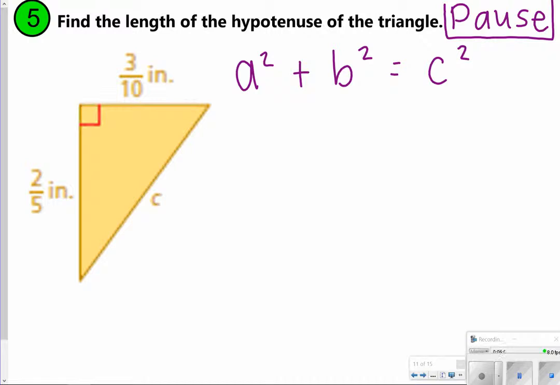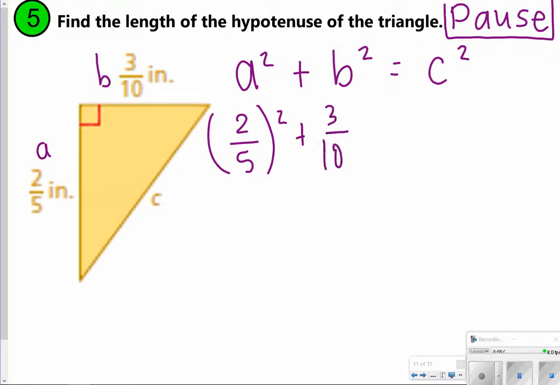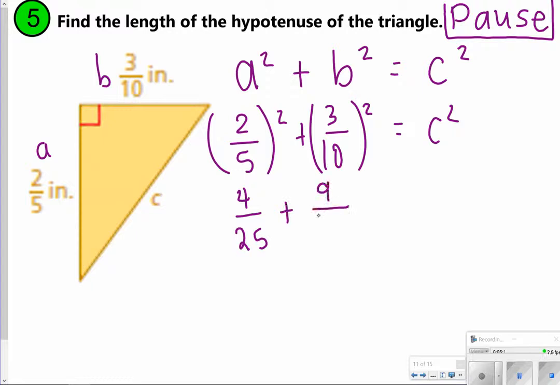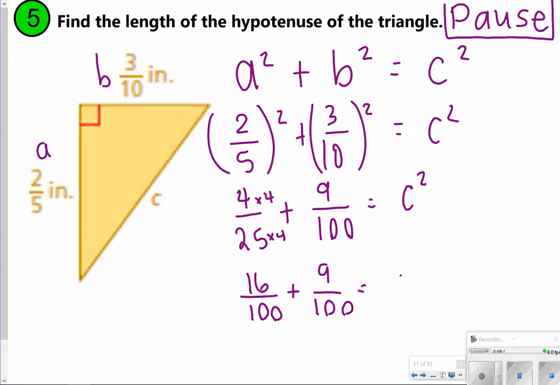Alright, for this one, I said A was 2/5 and B was 3/10. So we're doing 2/5 squared plus 3/10 squared is equal to C squared. I know 2/5 times 2/5 is 4 25ths, and 3/10 times 3/10 is 9 100ths. Okay. Before I add them, I do need to have a common denominator. So what I'm going to do is change both of these to have a denominator of 100. That's going to change 4 25ths to 16 hundredths plus 9 hundredths equals C squared.